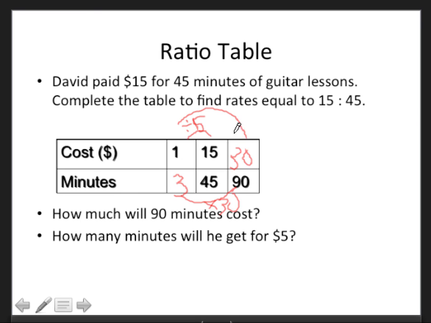Okay, so sometimes you need to find a ratio like this, the amount per one or something like that, and that will help make it easier to find some of the ratios over on the right side of the table.